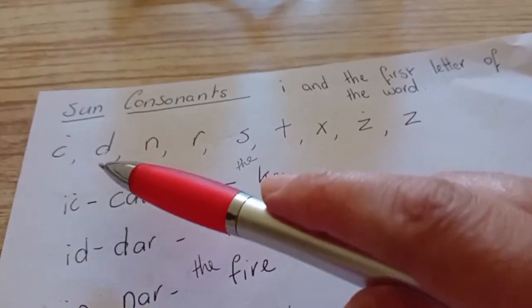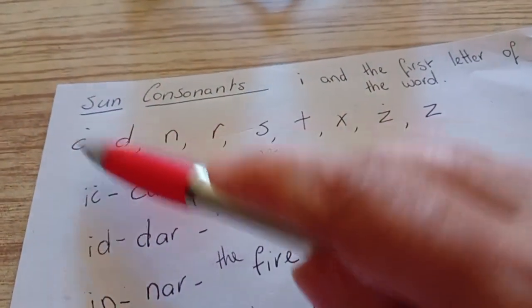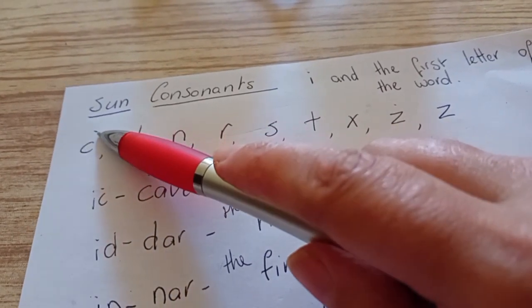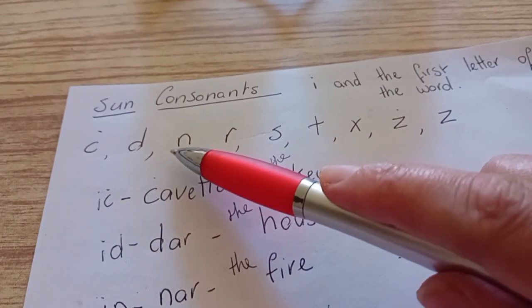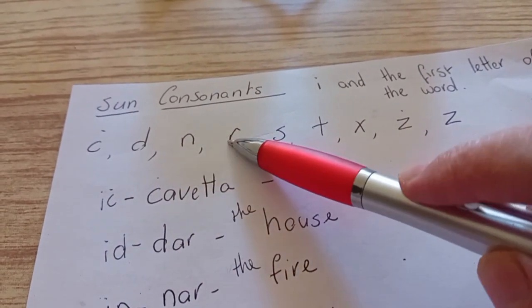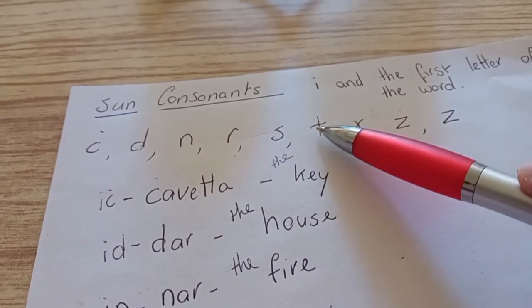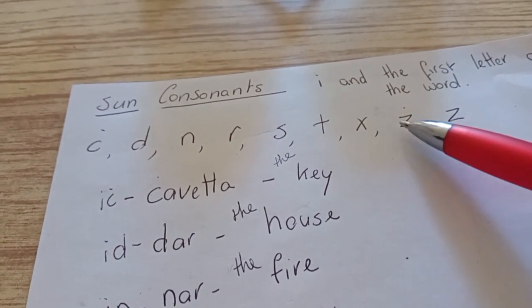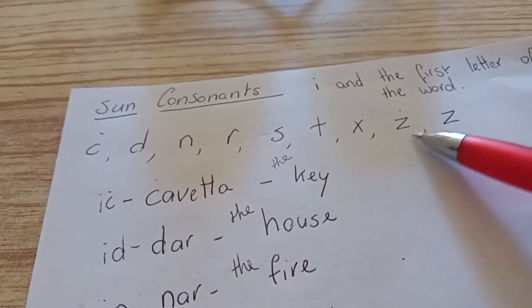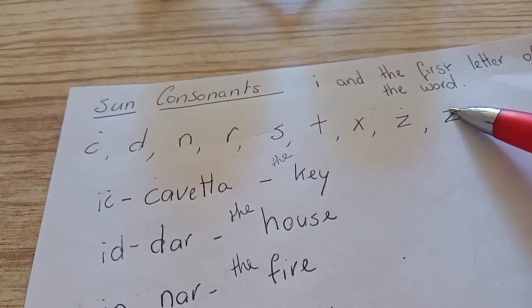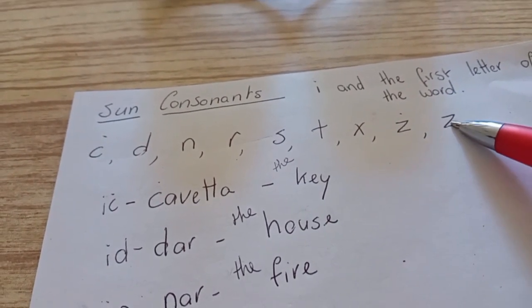So, these are the sun consonants that we have. I'm going to say them in Maltese. Ċ, as you can see, the C has a dot on it. Ċ, D, N, R, S, T, X, Ż, Z. Now, these two, as you can see, one has a dot and the other one doesn't. So this is a Ż and this is a Z.